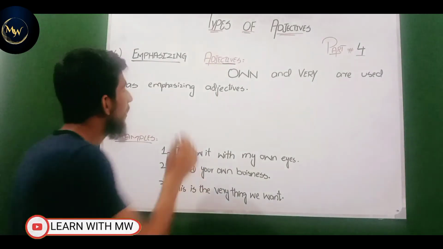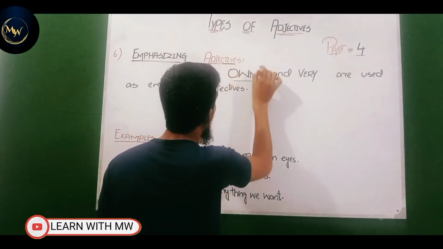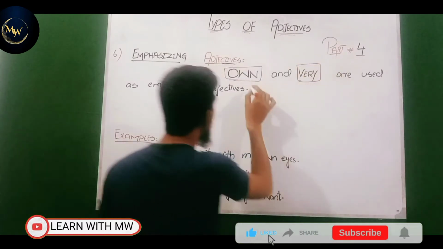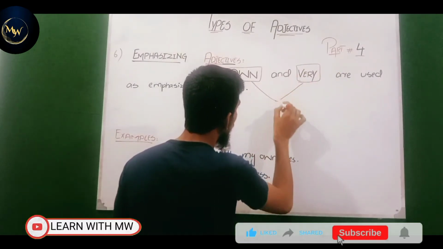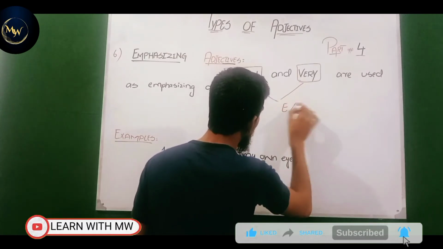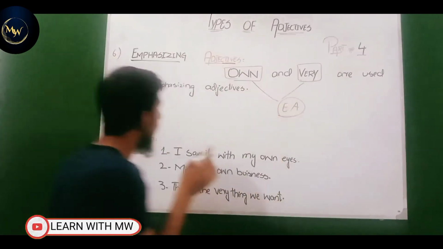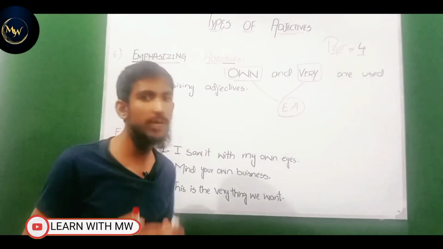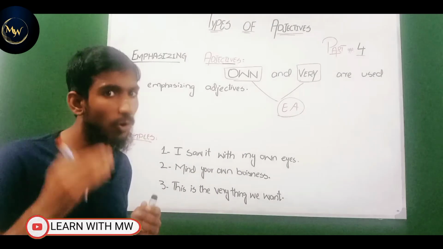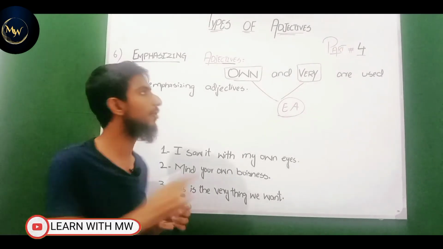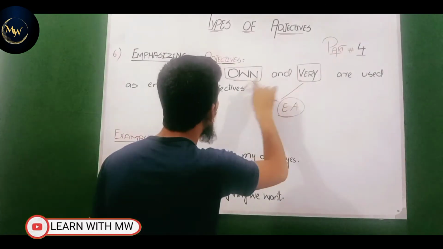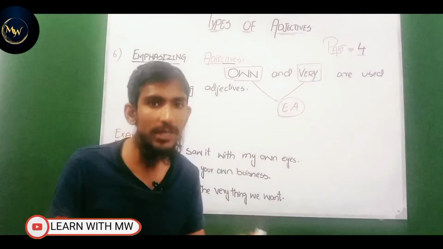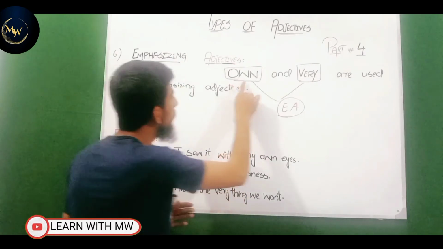So look at "own" and "very." Own and very are the two emphasizing adjectives in English grammar. Emphasizing adjectives are a very rare type of adjective, but I want to give you some information that this is a type of adjective. These two words, when used with a noun for the sake of importance or significance, we call emphasizing adjectives.